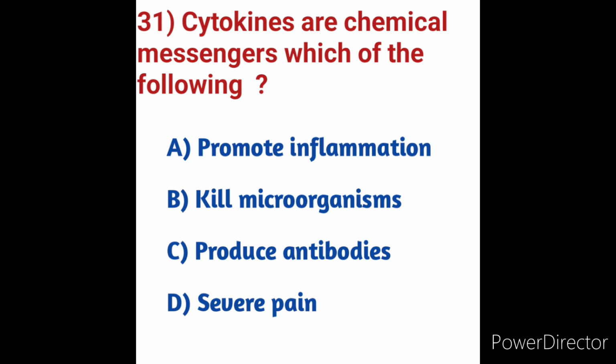Cytokines are the primary chemical messengers involved in both acute and chronic inflammation, attracting and activating phagocytes, promoting the clotting of blood and facilitating the production of additional chemical messengers, including more cytokines. So in these options, option A, promote inflammation, is the correct answer. Next we will move on to question number 32.